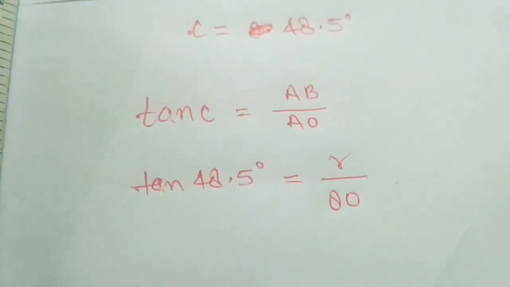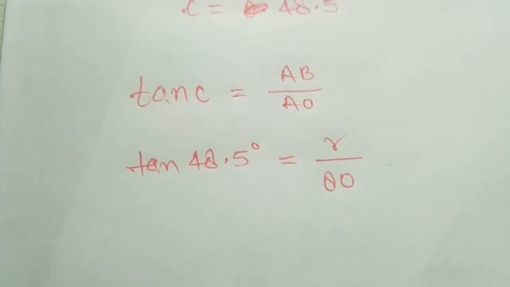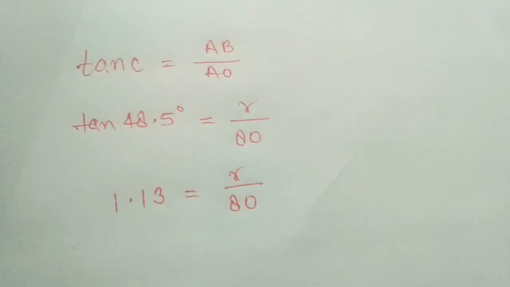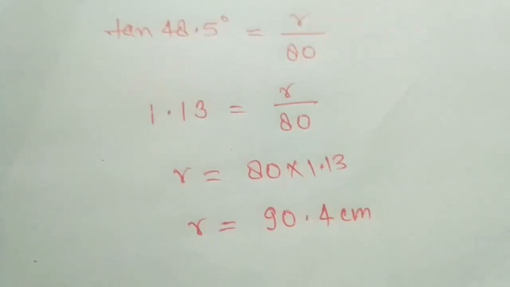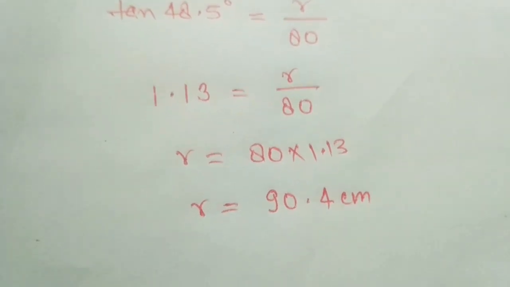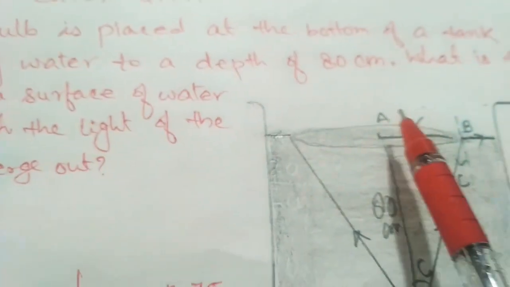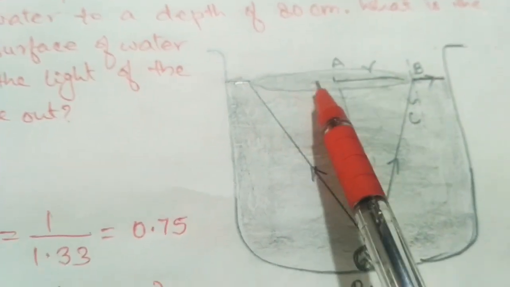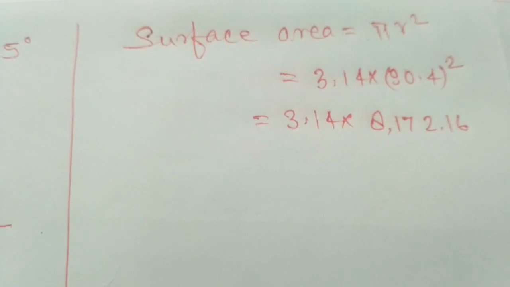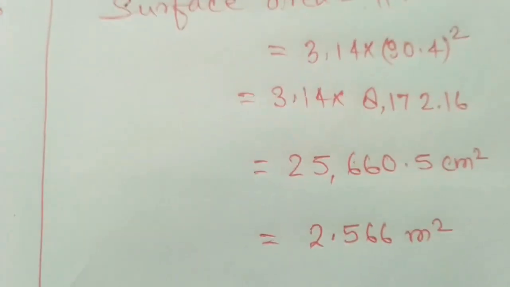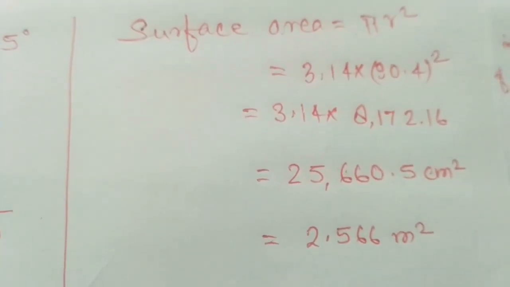Put the value. C is equal to 48.5 degrees, so tan 48.5 degrees equals radius R upon AO, which is 80 centimeter. On putting the value, tan 48.5 is 1.13 equals R upon 80. So the value of R is equal to 90.4 centimeter. This is the value of R, not the surface area. The surface area is just a disk, so we can use the pi r square equation. Let's find that. This is in centimeter square; converting into meter square, you will get nearly 2.6 meter square.